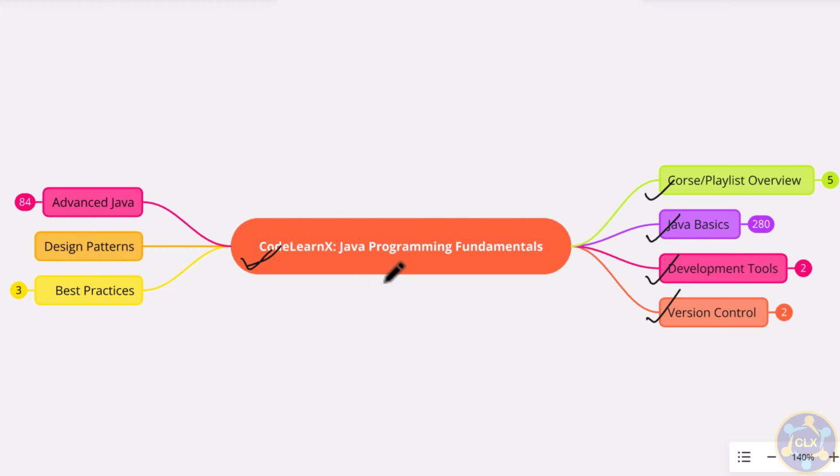When we are done with the Java basics, these development tools and version control, we will move on to learn the advanced Java concepts. We'll also see design patterns, what are the design patterns we generally follow while writing Java code. Then we'll see best practices that a developer must follow while writing Java code. So let's start this video.